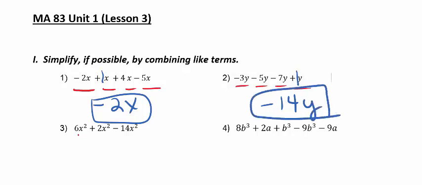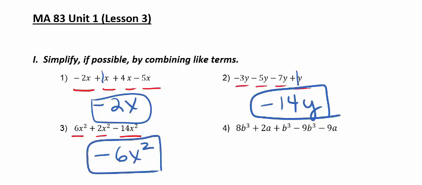We have a 6x squared, a 2x squared, and a minus 14x squared. They are all like terms because they're all x squared. Again, just adding the numbers in front. So 6 plus 2 is 8, minus 14 is a -6, and then x squared.